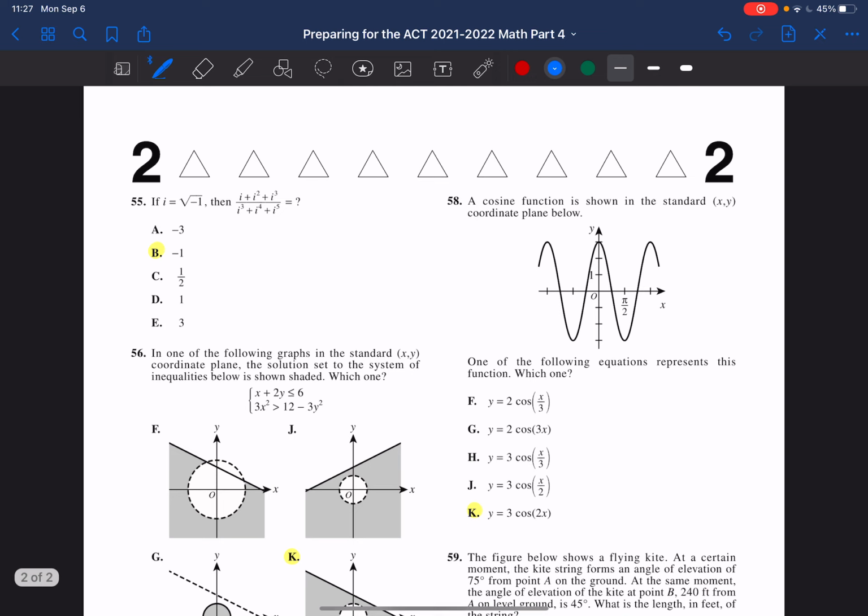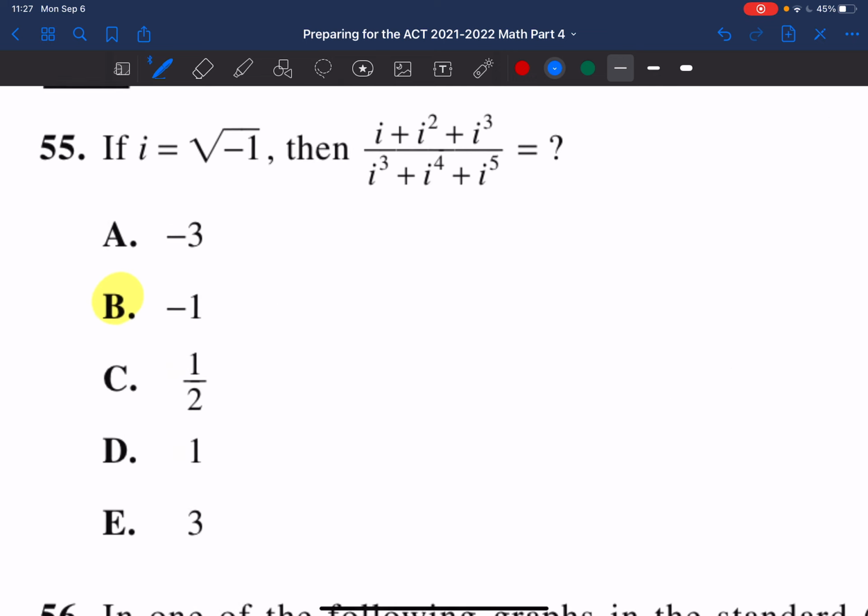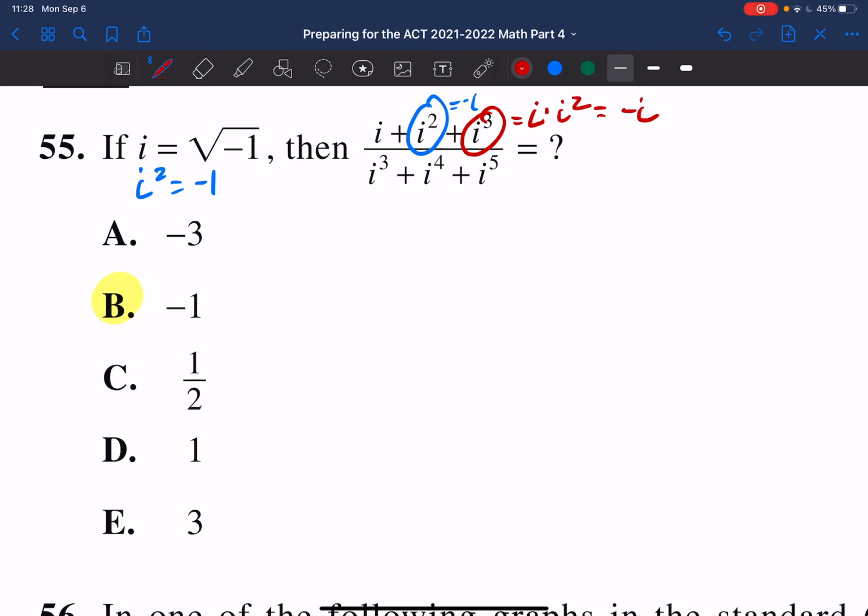So now, number 55. Here, the thing to remember is that they tell you that i equals the square root of negative 1. That means i squared is negative 1. So right off the bat, that's negative 1. Now over here, we've got i cubed. Well, that's the same as i times i squared, which is negative i.